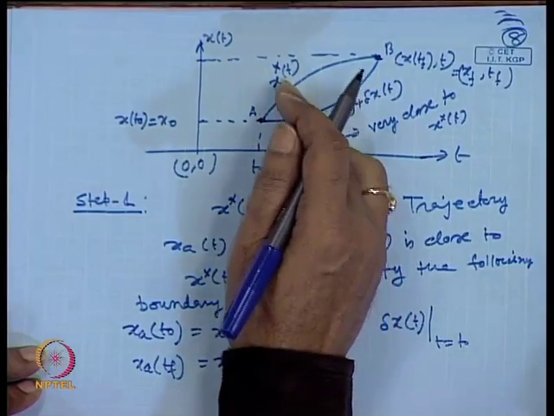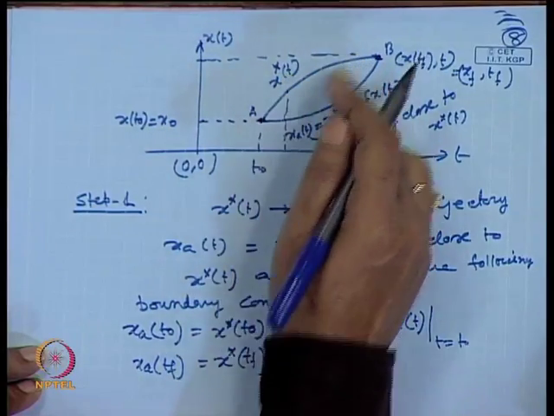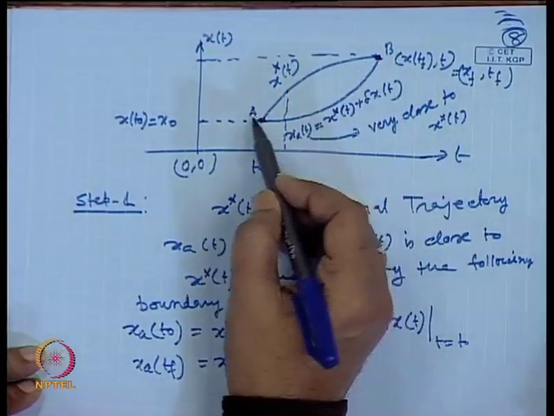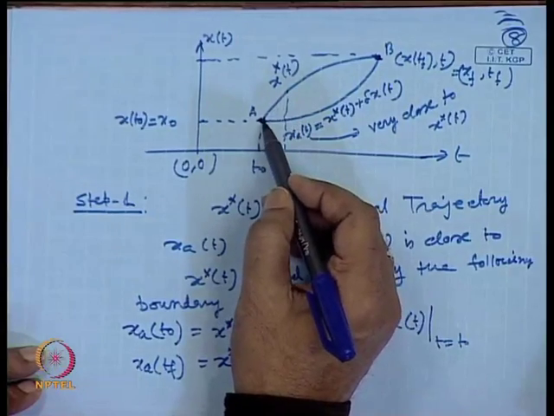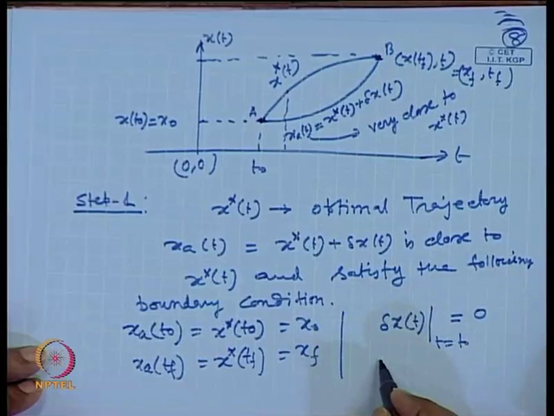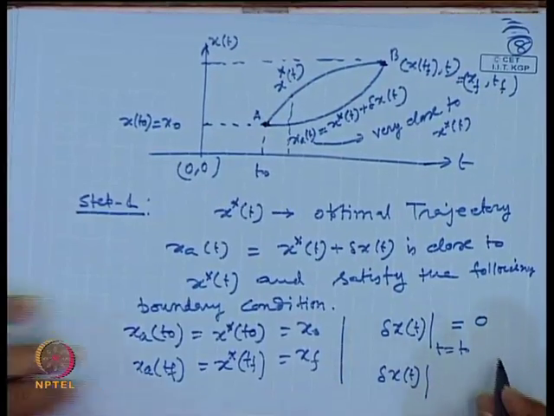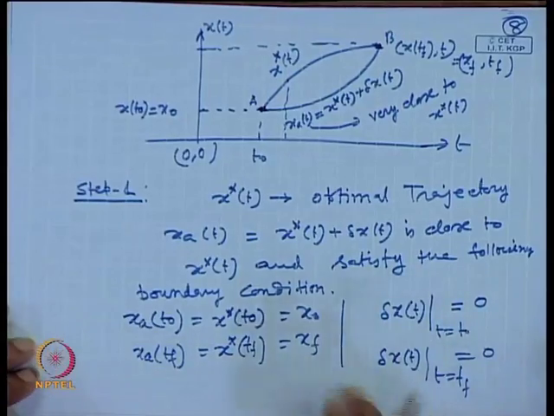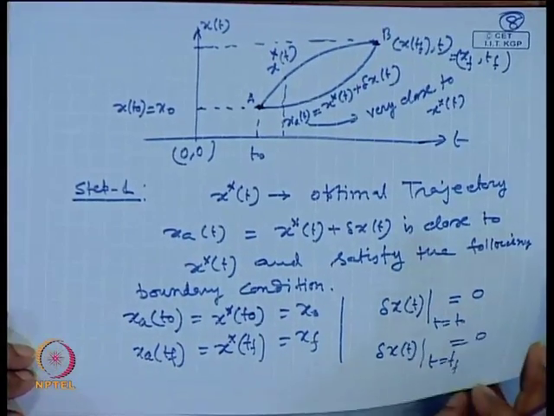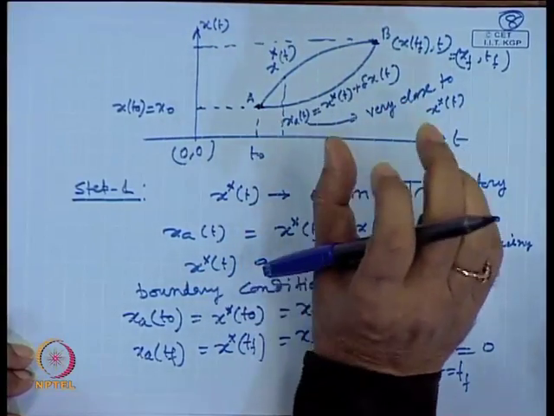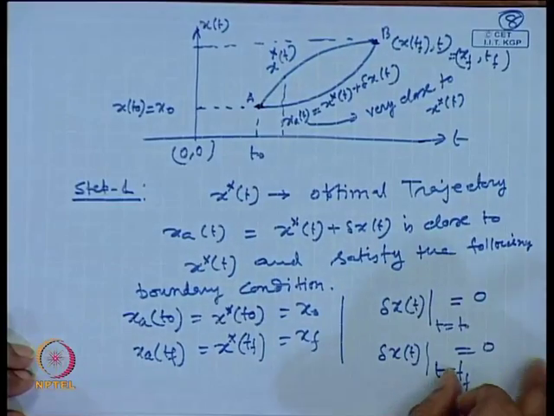What is the change from the optimal trajectory to the suboptimal trajectory? This is the change in value. So, at this point, the suboptimal and optimal function values are the same, so their change in function value will also be 0. Similarly, at t is equal to t f, delta x of t is equal to 0, and these boundary conditions must be satisfied. That means we are considering a and b both as fixed points. Agree?